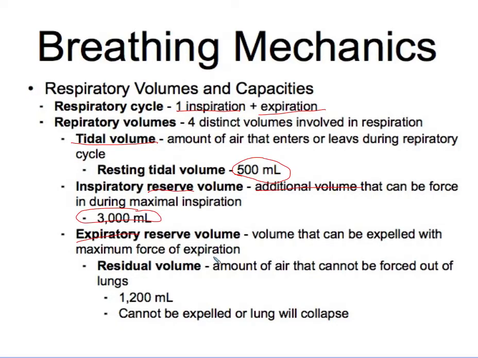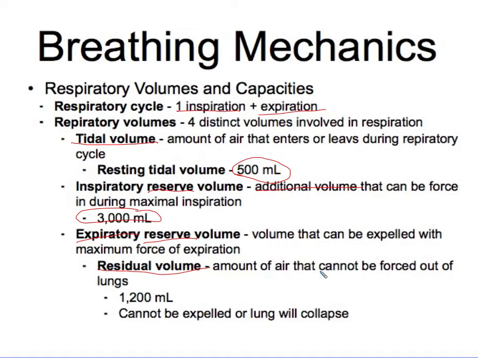And so you can take a normal breath in and you can push extra air out. That's this expiratory reserve volume, and that kind of varies depending on the person. But then we have the last little bits, our residual volume. This is the amount of air that you cannot get out of your lungs.